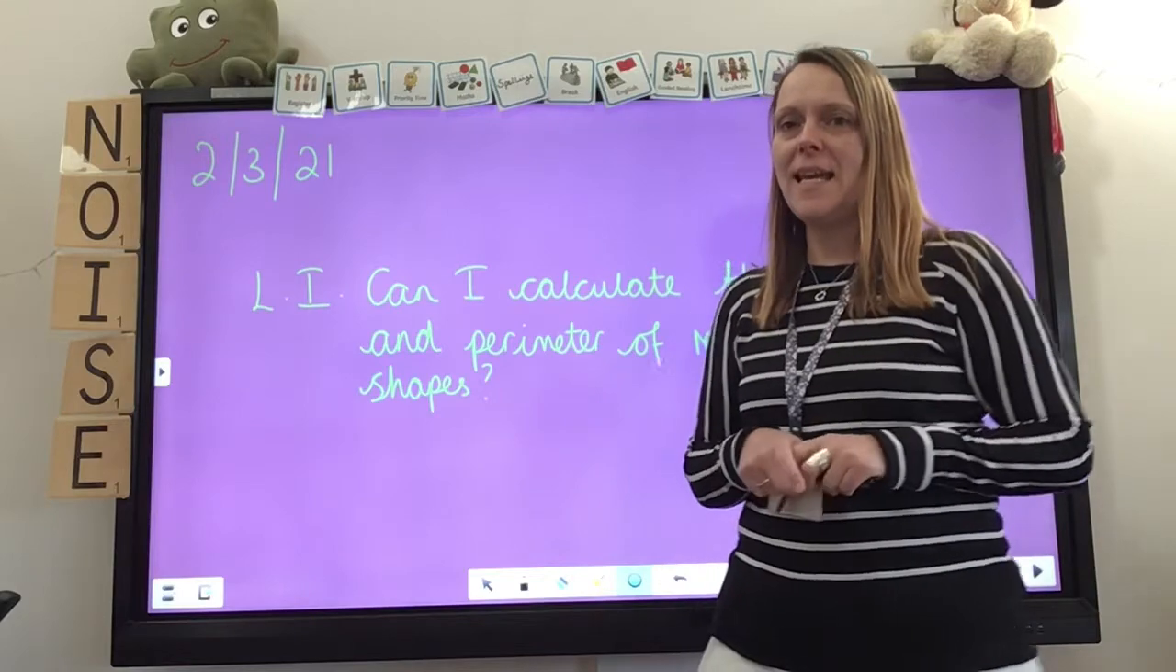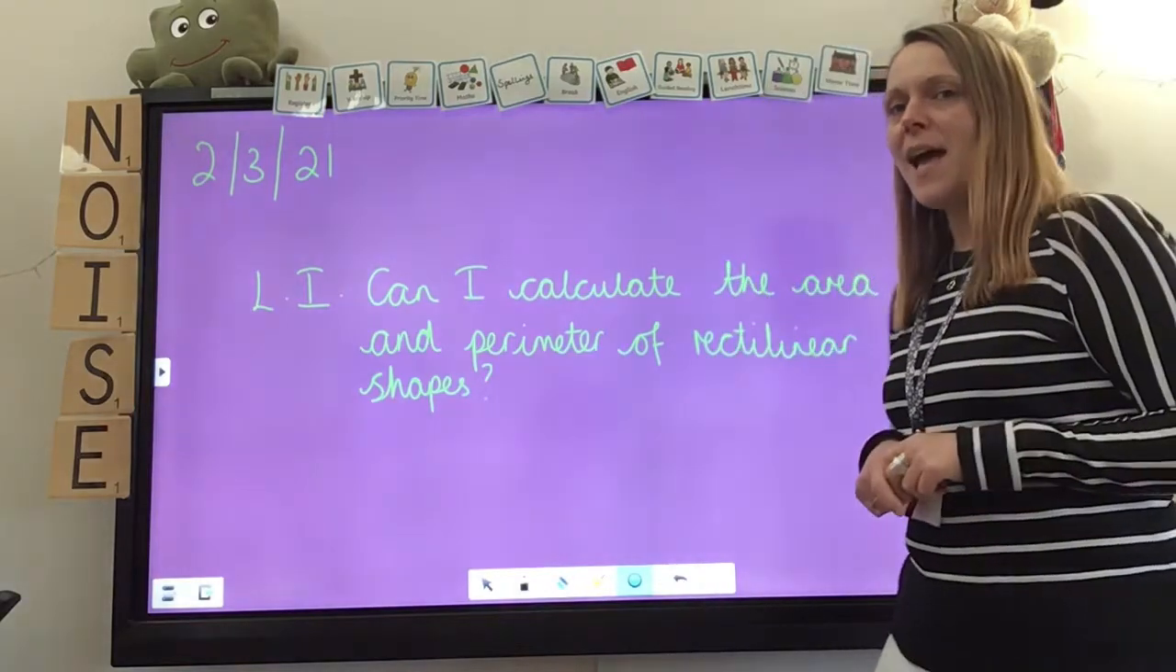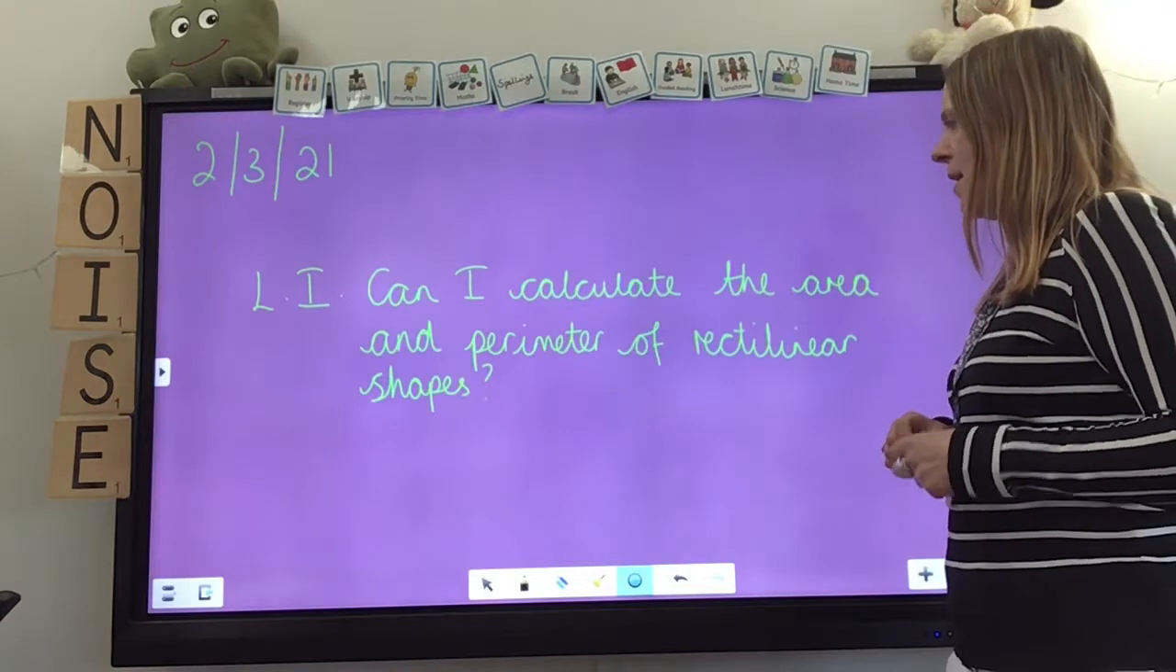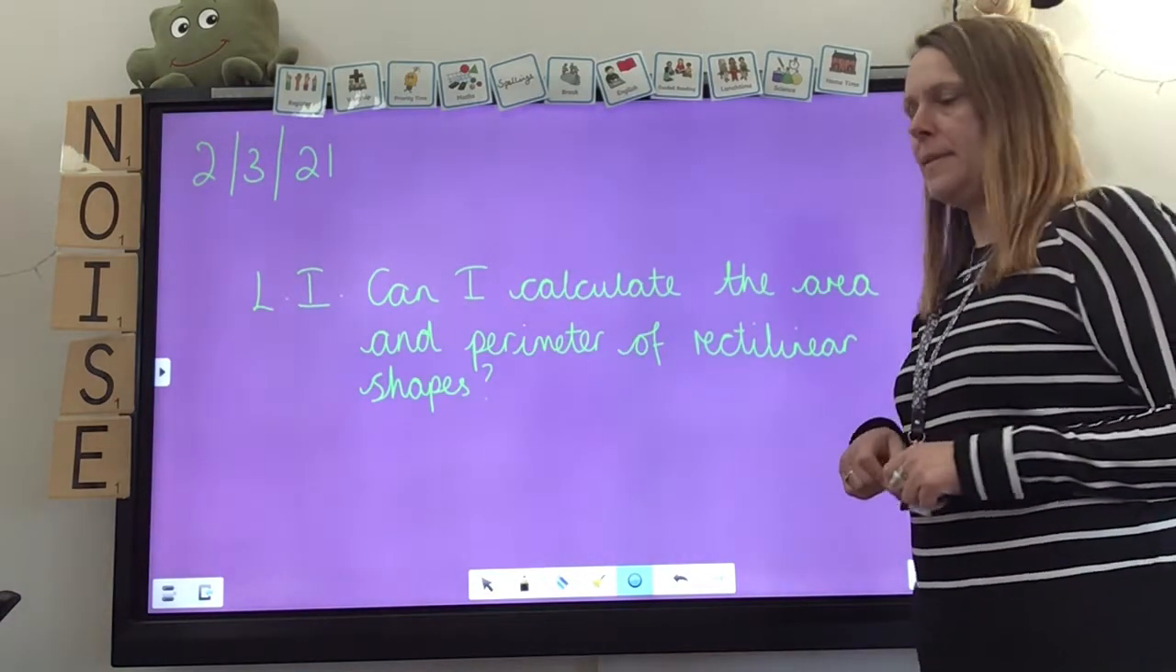Okay, today's date is the 2nd of March, and your learning intention for today is: can I calculate the area and perimeter of rectilinear shapes?